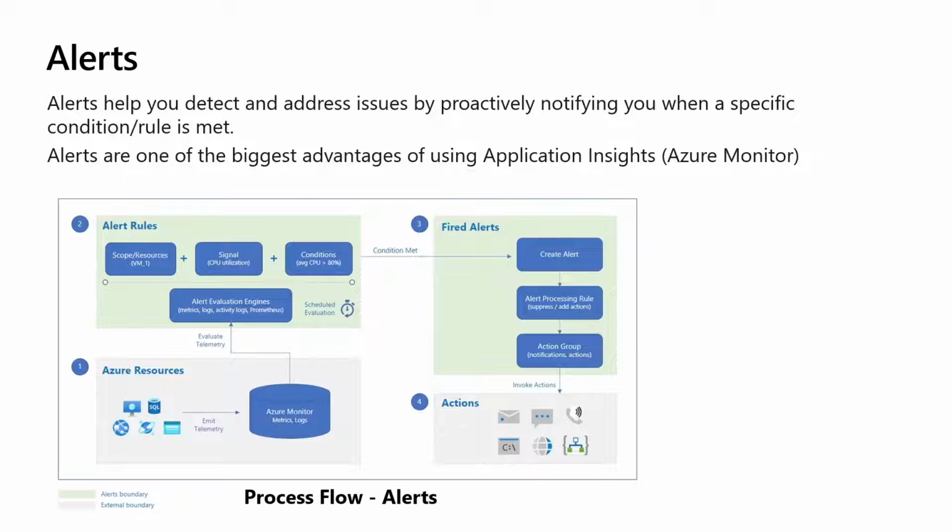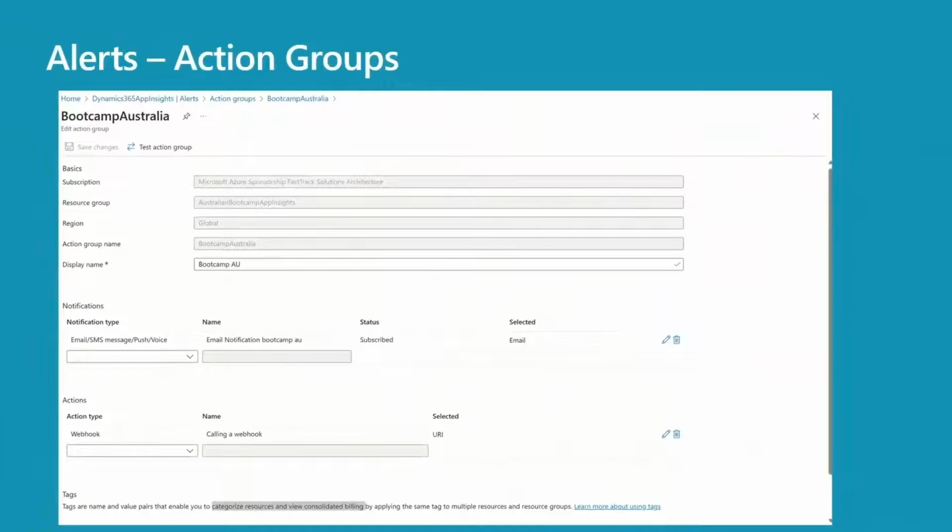The next step is alert evaluation engines evaluating your alert rules on a scheduled basis. If the condition is met, an alert will be fired, and based on your alert processing rules or action groups, it will perform some action. The action can be sending a notification or performing some automated task. There are 3 parts to alerts: alert rules, action groups, and action processing rules.